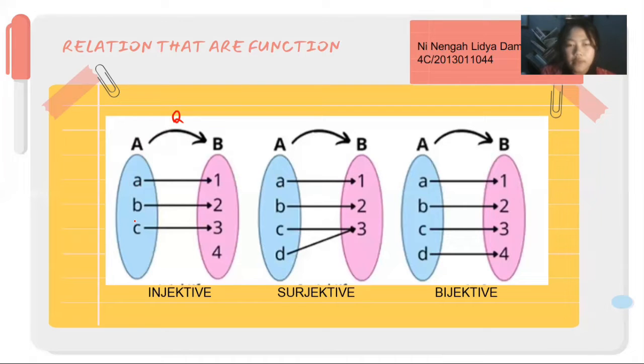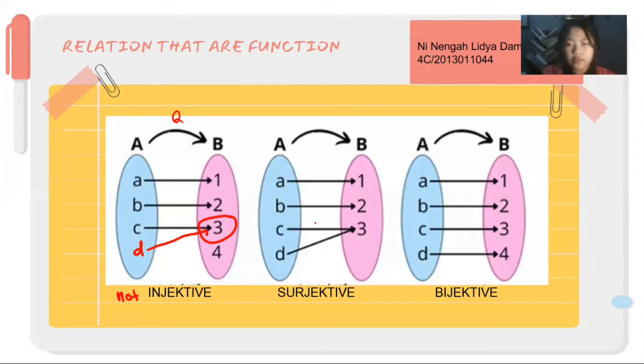Now, if I add a member in set A, let's call it D, and then I draw an arrow from D to 3, this is called not injective because there is a member of set B which has more than one pair in set A. Okay, we move to the second one.